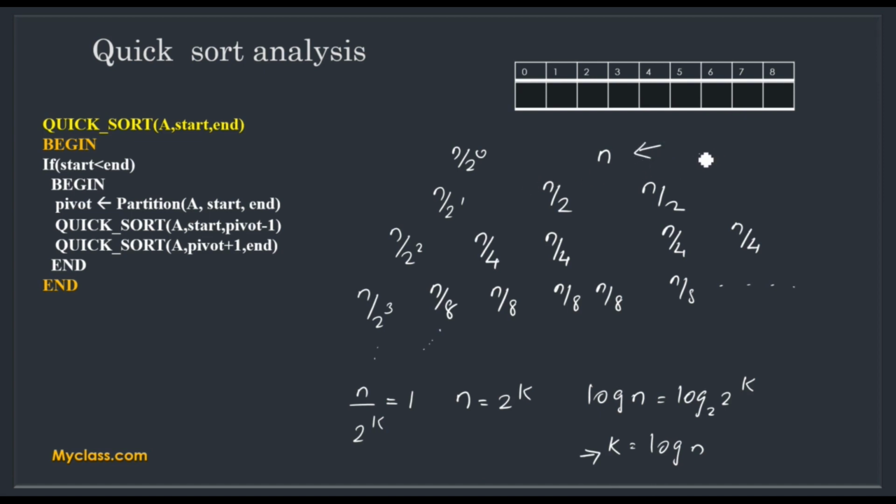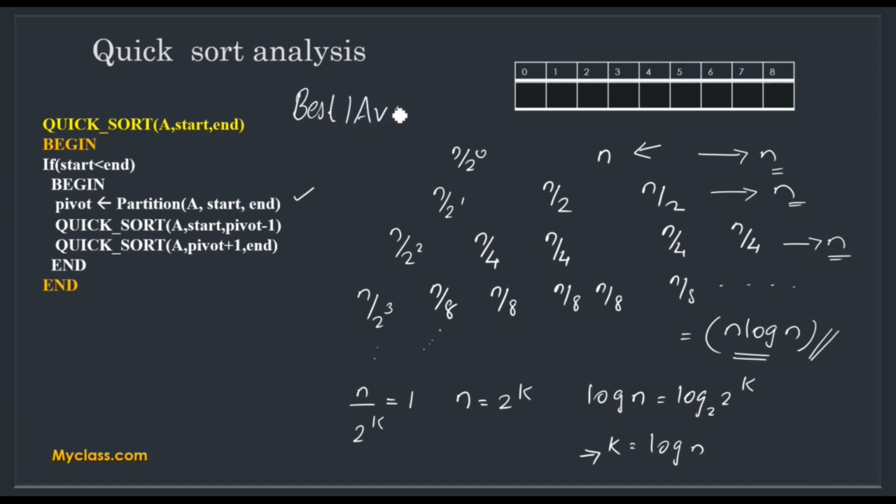Each level we are handling n elements. In this level also n elements we are handling. In this level also n by 2 plus n by 2, that is n elements. Here also 4 times n by 4, that is n elements. So each level we are doing n work, and the total number of levels is log n. So n log n. That is the best case and also the average case for quicksort: n log n.